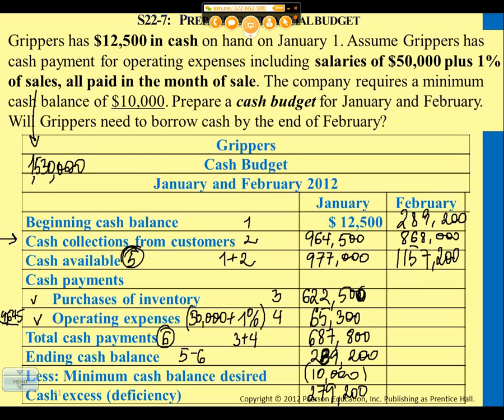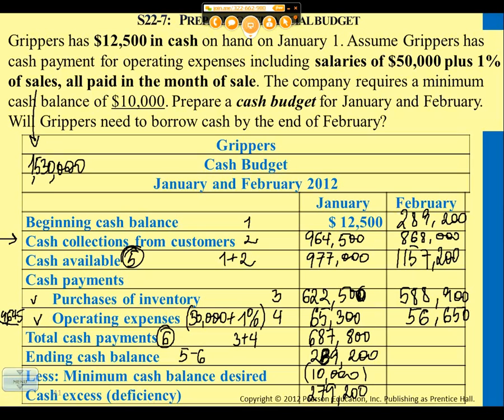How do I find my purchases of inventory? It's something that should be given to you, right? Okay, just checking if anyone is awake. All right. Okay, so operating expenses, not to calculate 1%. I hope you understand this. We have it at 56,650. All right. I'll give you that number.